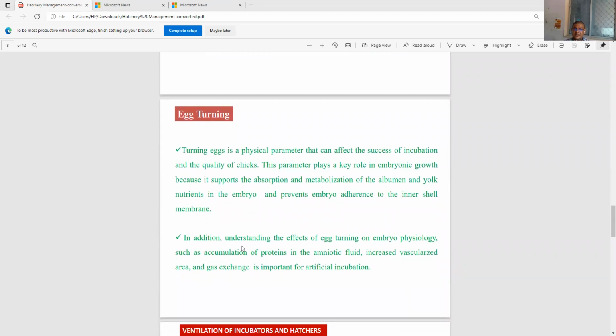Egg turning. Egg turning is a physical parameter that can affect the success of incubation and the quality of chicks. The parameter plays a key role in embryonic growth because it supports the absorption and metabolization of the albumin and egg nutrients in the embryo and prevents the embryo from adhering to the inner shell membrane. In addition, understanding the effect of egg turning on embryo physiology, such as accumulation of protein in the amniotic fluid, increased vascularized area and gas exchange, is important for artificial incubation.